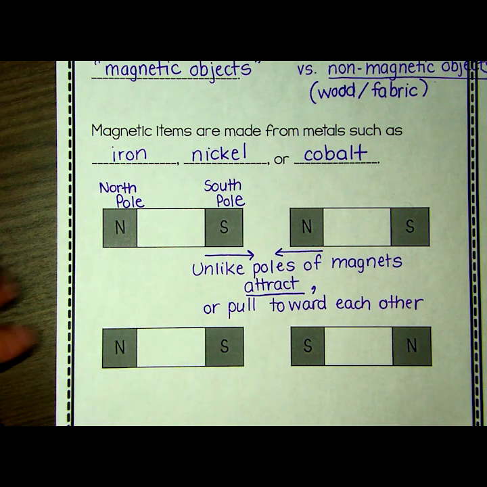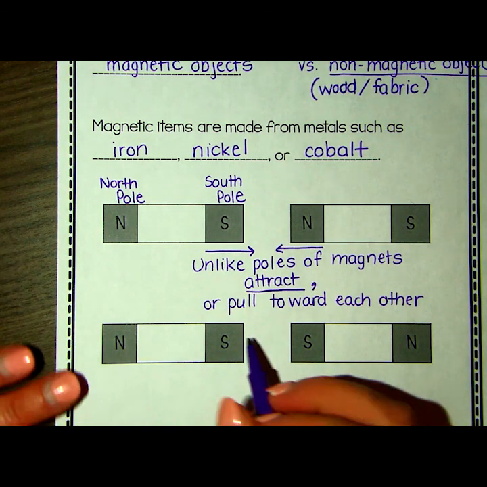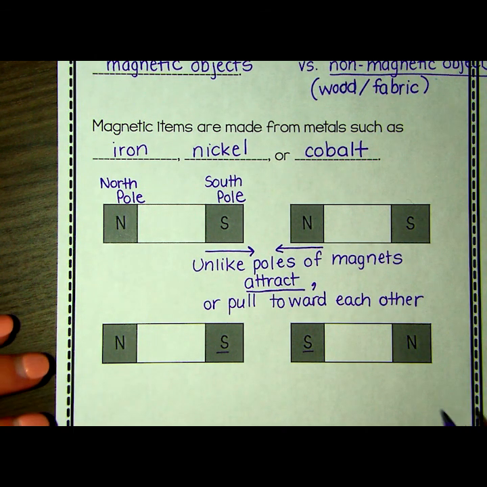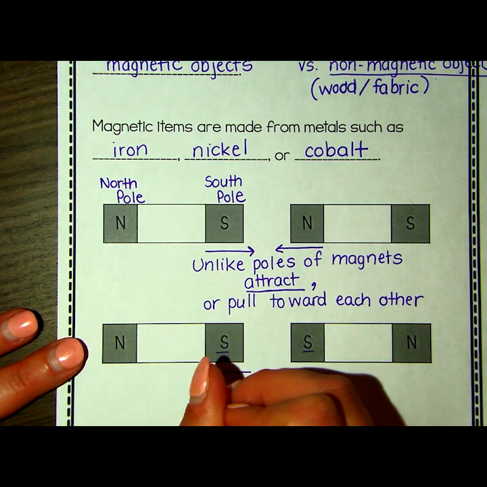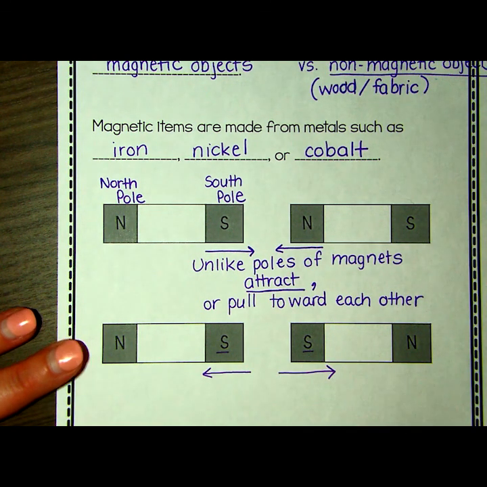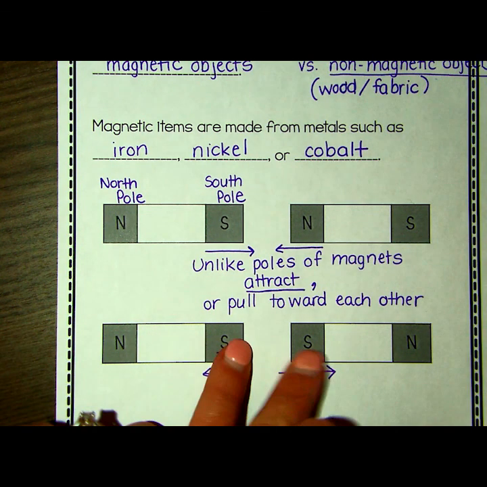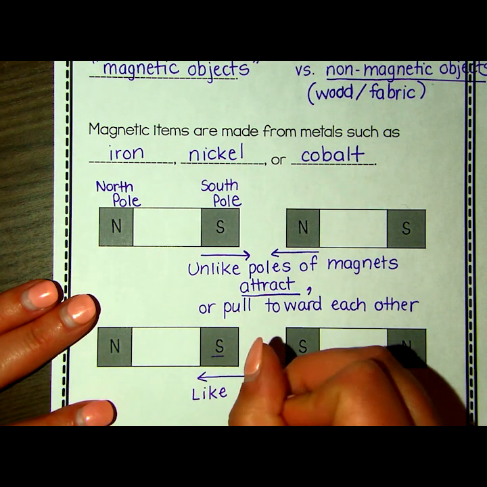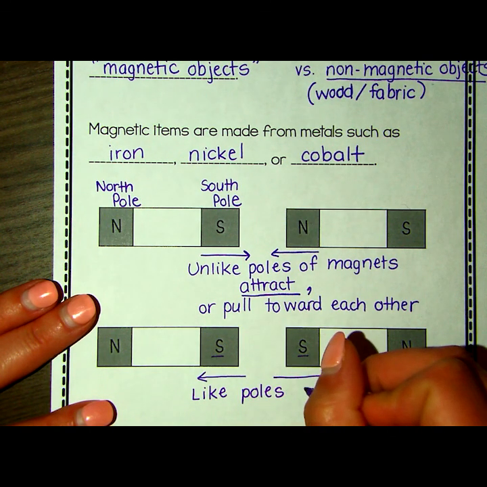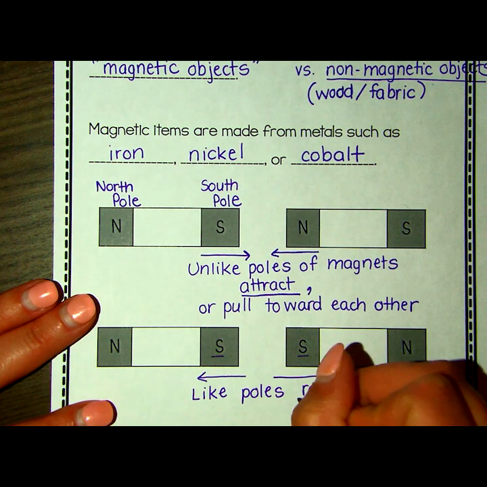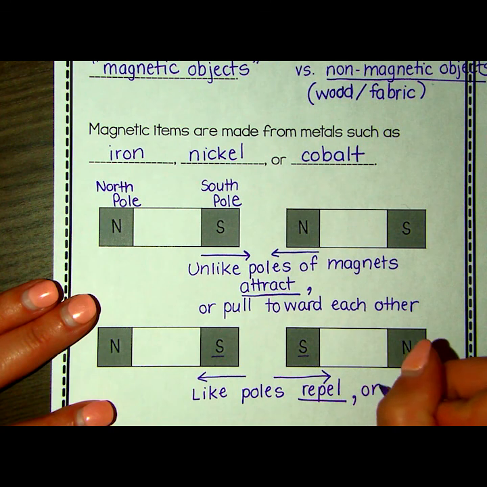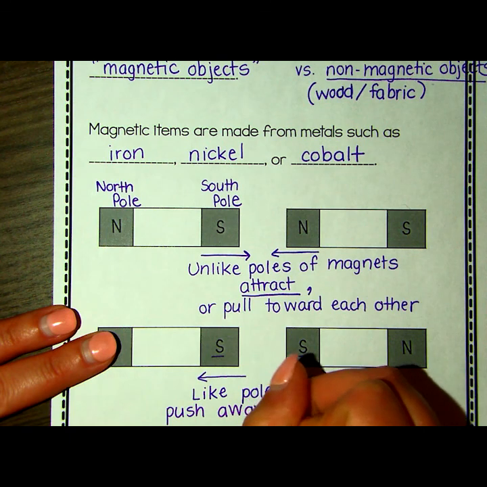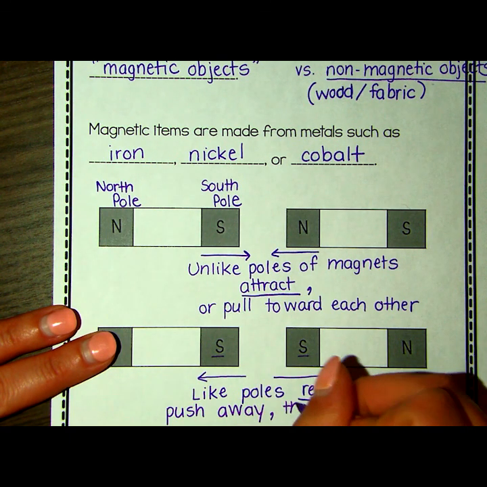Then he also gave us the other example, and you can see here that you have a south pole and a south pole, meaning they're the same. They're not opposites. So when you have like poles or the same, both south, like poles are going to repel. They'll actually go out from each other. So like poles repel, or, and that word means push away, the same pole of another magnet.